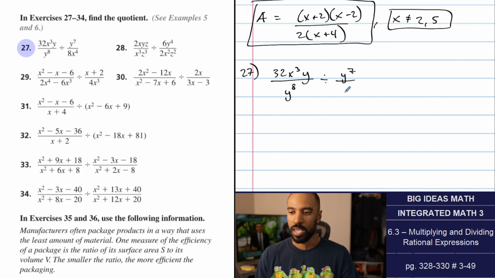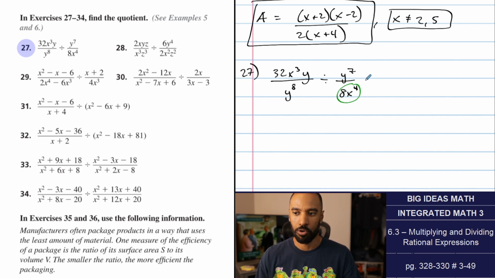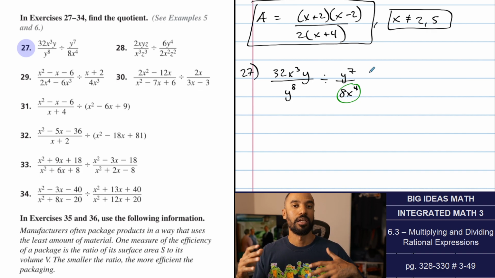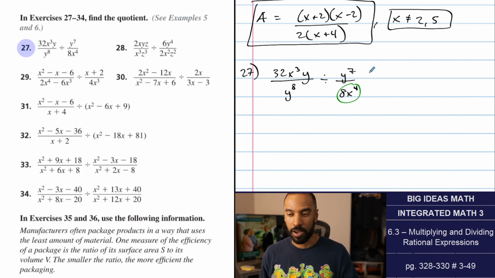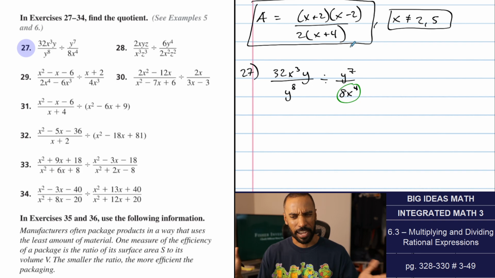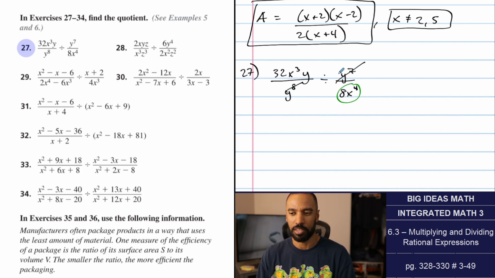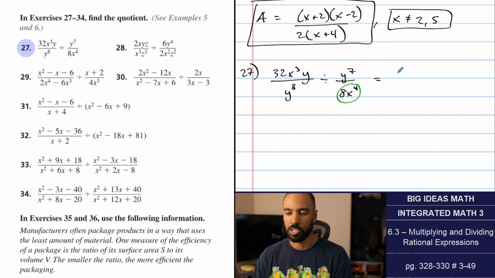But we have to be very careful. I guess I'll circle it right now. We have to remind ourselves of this right here. x can't equal 0 from the beginning. Now, will it be a problem later? We'll find out. There's nothing to factor in these things, so we go straight into this. Now listen, don't start canceling this. Don't start doing like this stuff here. These aren't dividing. This is dividing by the fraction. We have to turn this into multiplication by multiplying by the reciprocal of the second fraction. So times 8x to the 4th over y to the 7th.